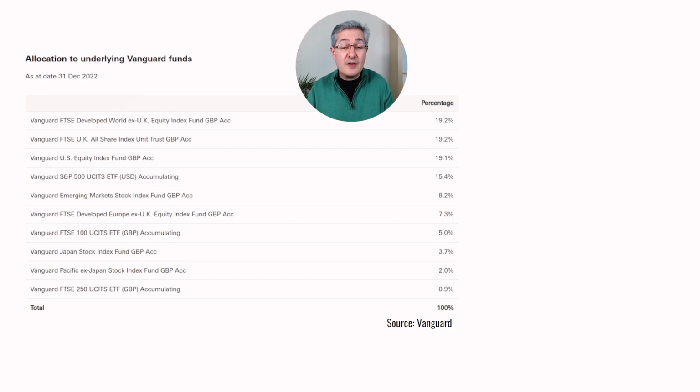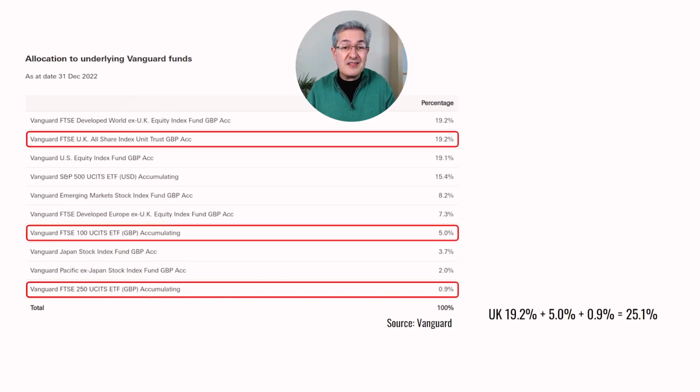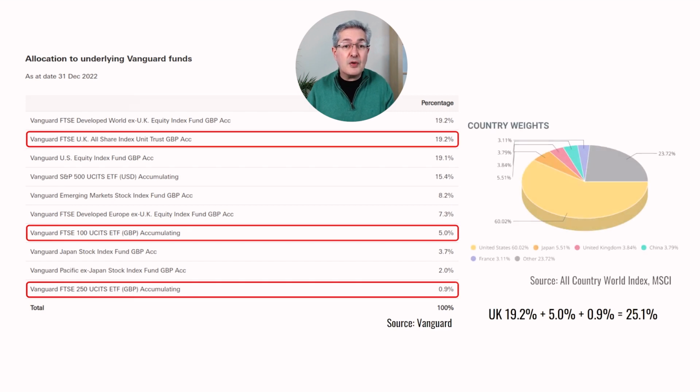How large is that overweight? LifeStrategy 100 has 3 UK stock funds, which I've highlighted, and these add up to about a quarter of the fund. However, if we compare with a global stock market index, like this one from MSCI, you'll see that the UK makes up less than 4% of that index, because it has a very small market capitalization. LifeStrategy 100 has 6.5 times the market capitalization weight.